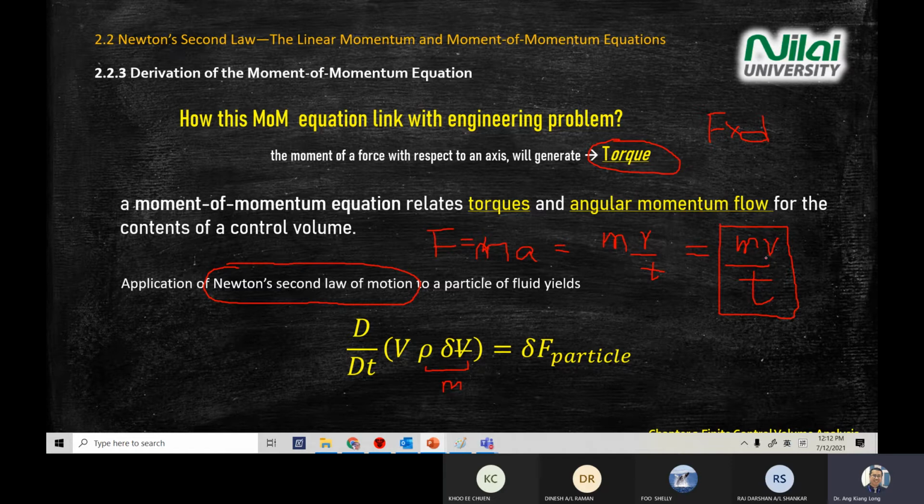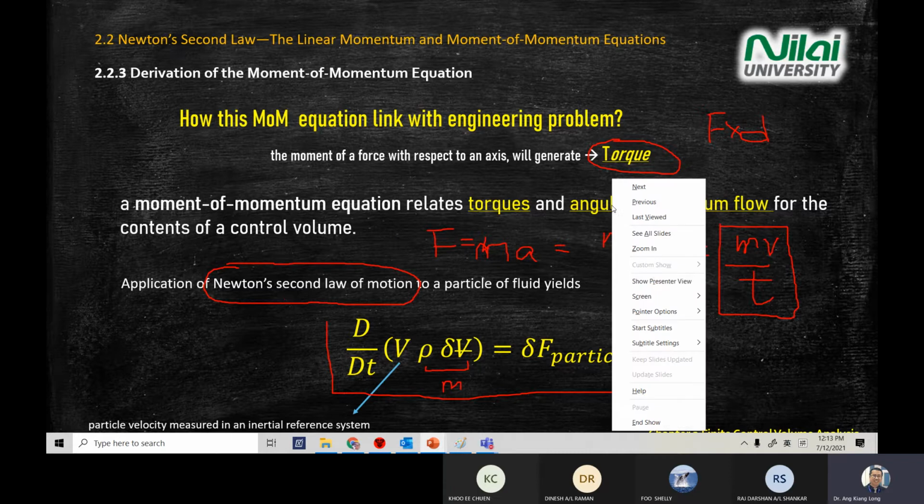Okay, it's quite a lengthy description, but if you memorize this form, then you're able to understand the equation. We already looked at this equation in our previous lecture. We put V times rho times velocity, volume times volume, equal to force. F equals ma, the second Newton law of motion.